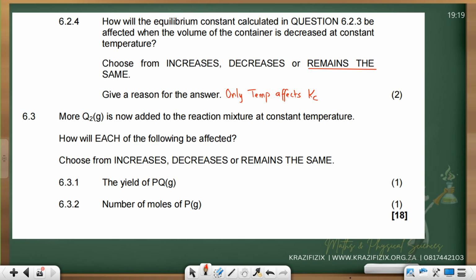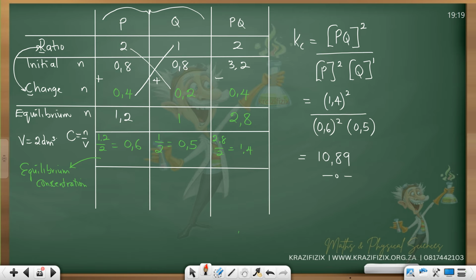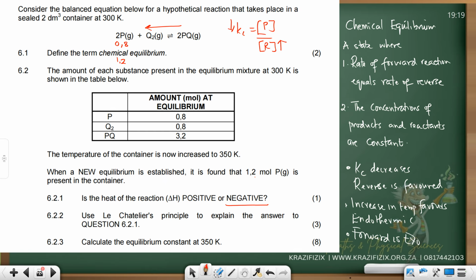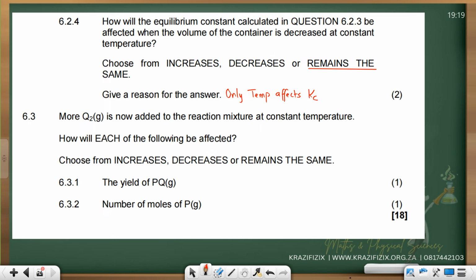6.3. More Q2 is now added to the reaction mixture at constant temperature. How will this affect the following? Okay, let's go to the reaction. If I add more Q, what's going to happen? The system would observe that there's extra, so it will use it up. In using it up, which reaction is favored? The forward. It means there will be more products and less what? Reactants. Okay, I hope that makes sense.